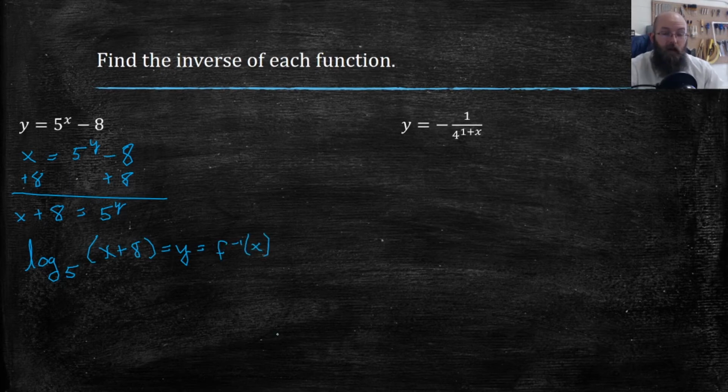Okay. Not too shabby, right? That's it. We're done. Let's check ourselves real quick. 5 to the y equals x plus 8. Sweet. Again, I think it's easier to go from log to exponential form, so I always check myself that way.